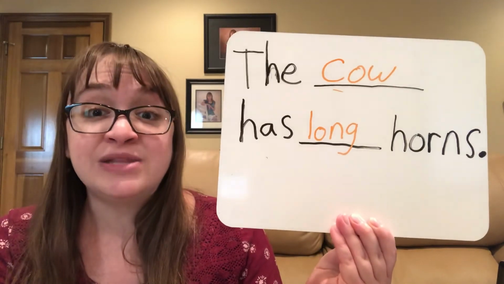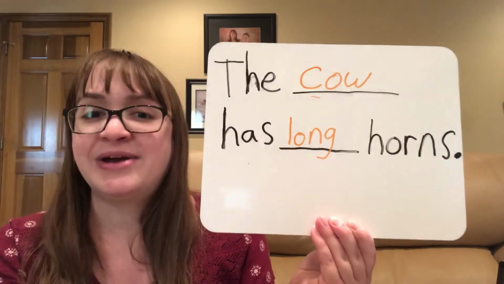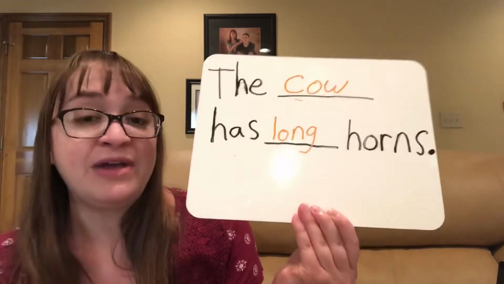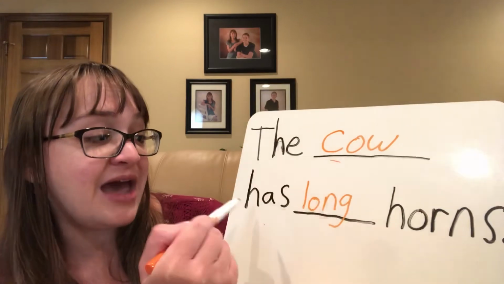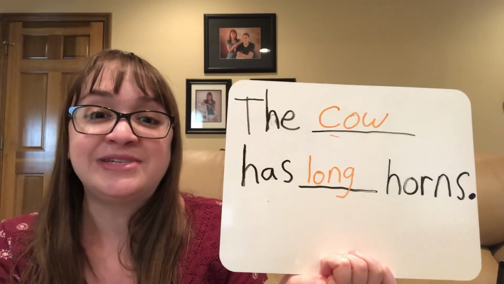You can always go back to the book and look for help on how to spell some of these words. Some of them are trickier and have some spelling patterns we haven't worked on yet in first grade. So if you get stuck, you can go back and look for a good word. So my sentence says, the cow has long horns. I'd be excited to see what your sentence says.